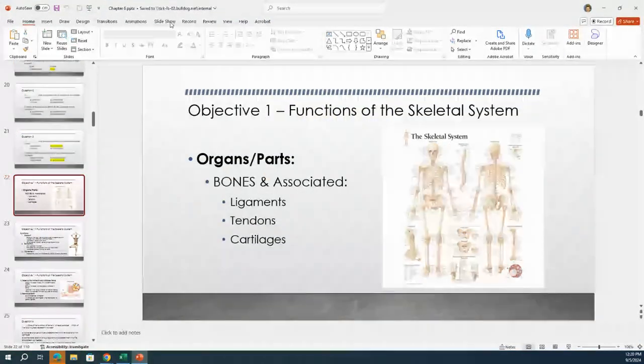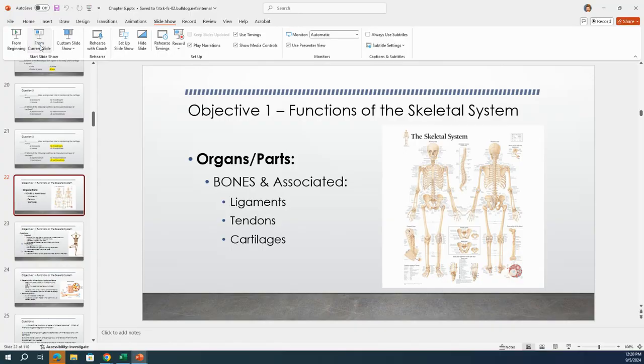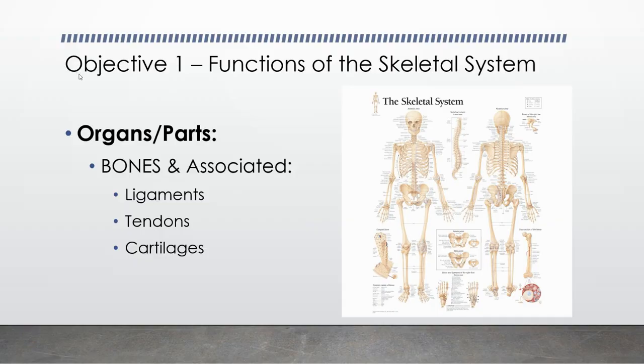Alright, so this video is going to cover Objective 1 for Chapter 6, and we're going to look at the functions of the skeletal system. So first off, we have the main parts. That's going to be the bones, and then we also have some associated structures like ligaments and tendons and cartilage. At the beginning of this lesson, there's some background information about some of those tissues, and so I'm not going to make a video over it, but you have access to that in the beginning of the PowerPoint.